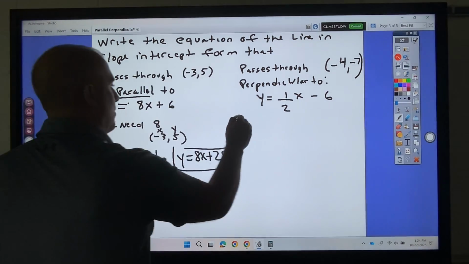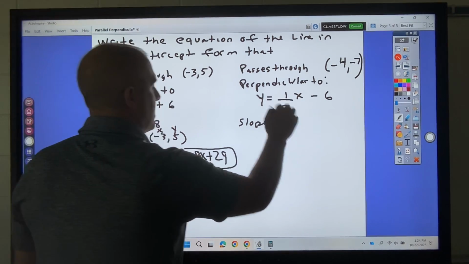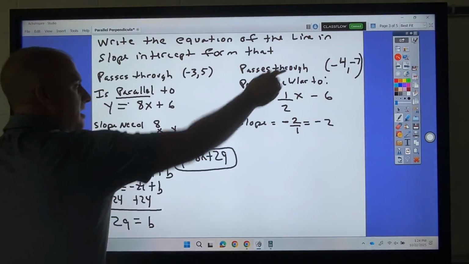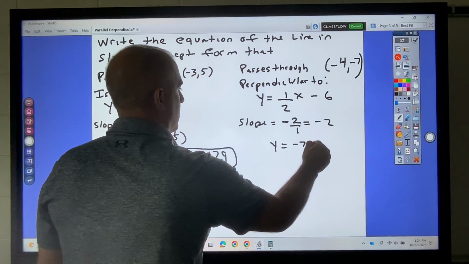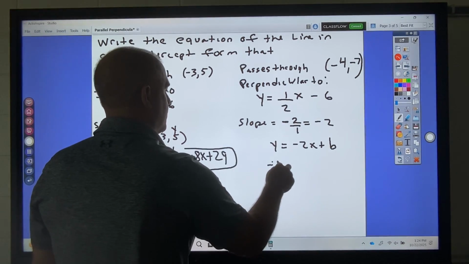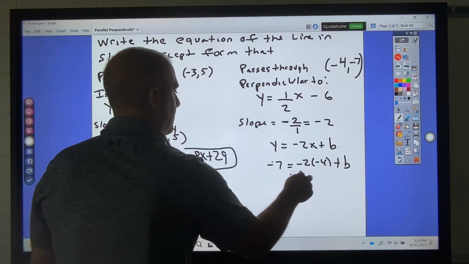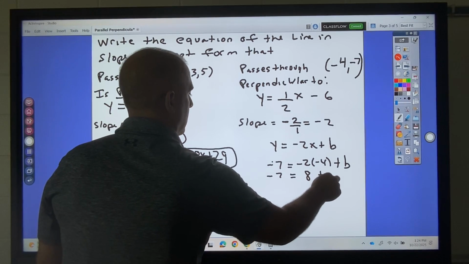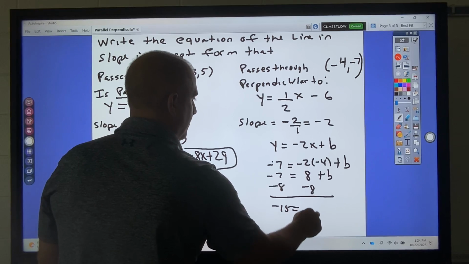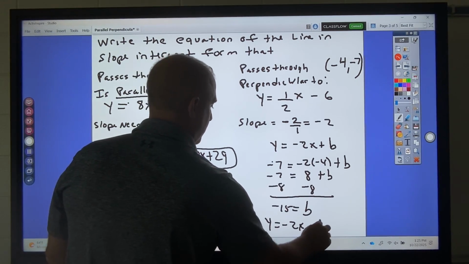Okay, so what slope do I need? If it is perpendicular, that means it's got to be negative. Flip that over, that's 2/1, which is just -2, and it passes through that point. -2x plus b. Put my point in, which is -7. -2 times -4 plus b. -2 times -4 is 8. Subtract 8 from both sides. -7 minus 8 is -15 for b. So my final equation is y equals -2x minus 15.